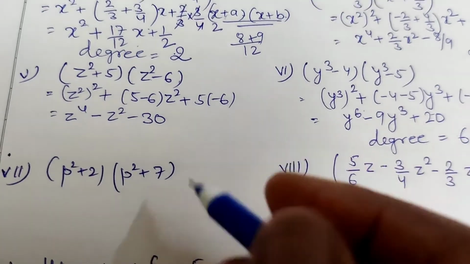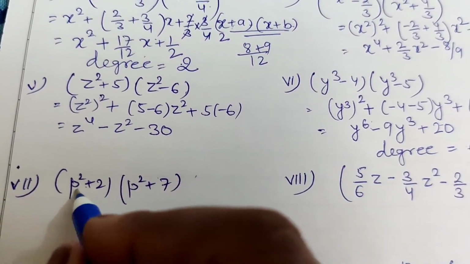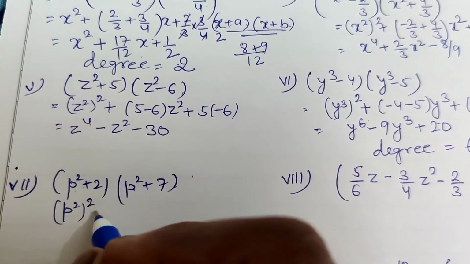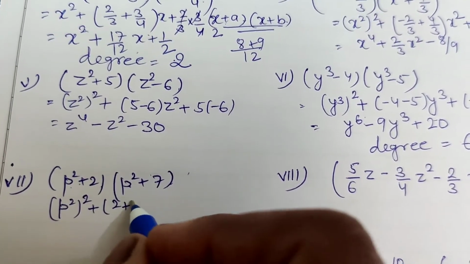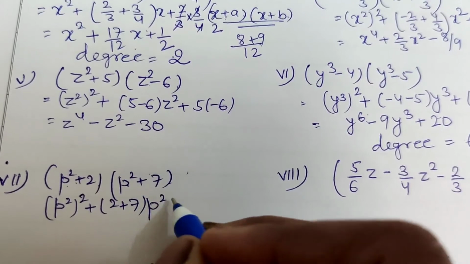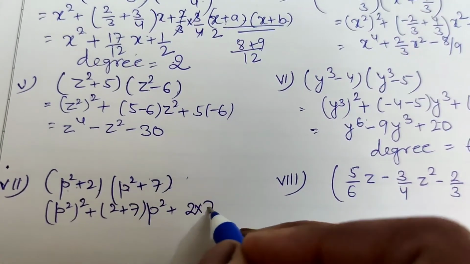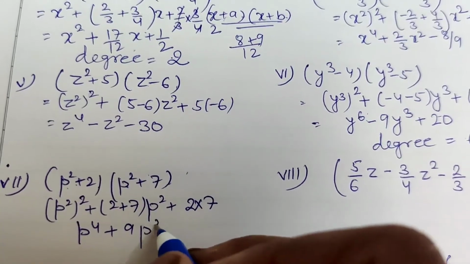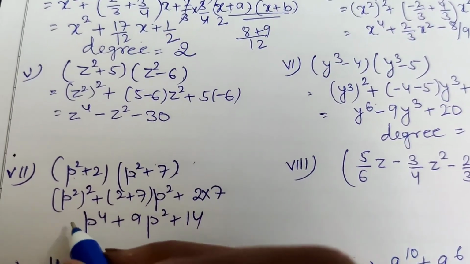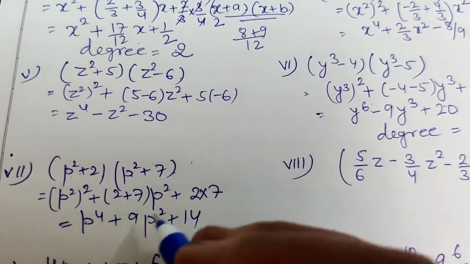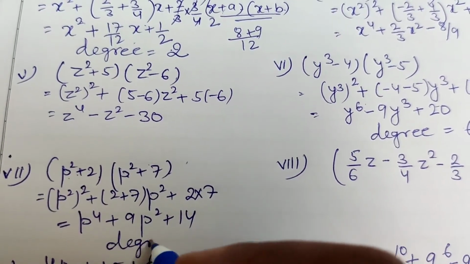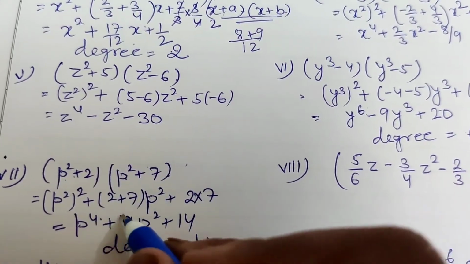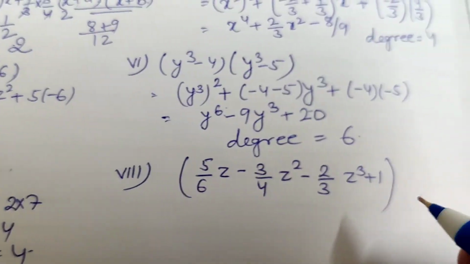The seventh, (p square plus 2)(p square plus 7). Now multiply by using the same identity, 2 plus 7 into p square plus 2 into 7. It is p raised to power 4 plus 9p square plus 14. Okay, this is equal to this. Now the degree is equal to 4. Highest power is 4, therefore degree equal to 4 in this.